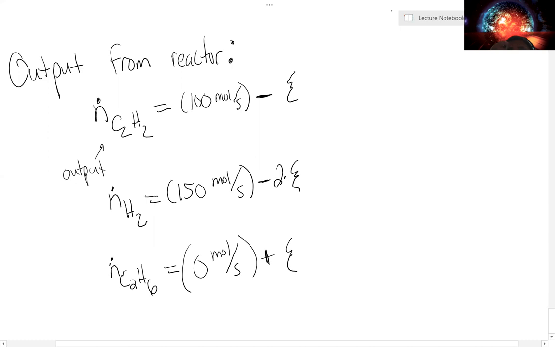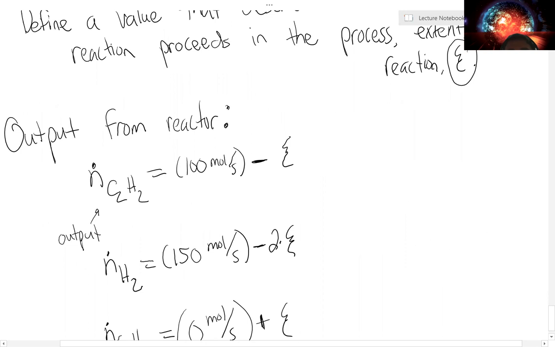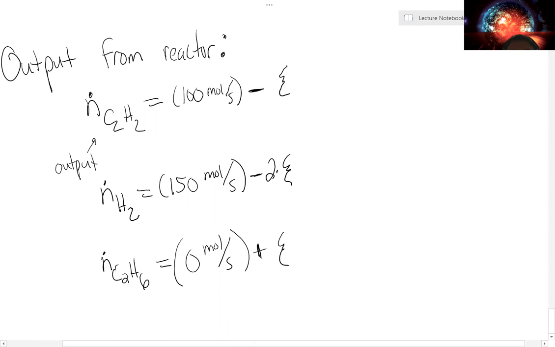And so even though for this process, without this ability to define the extent of reaction, it might look like I have 3 unknowns, by defining the system like this, I've reduced everything down to 1 unknown. All I need in order to solve this process is either one of my flow rates out to calculate the extent of reaction or the extent of reaction itself, right? So this reduces my degrees of freedom. That's a big part of why an extent of reaction balance is important.